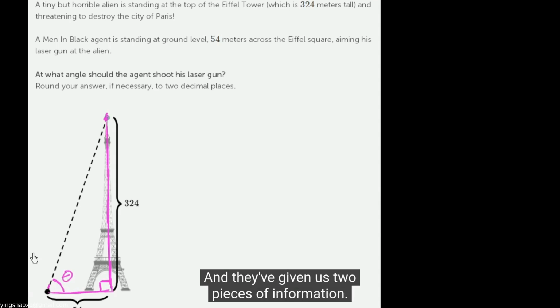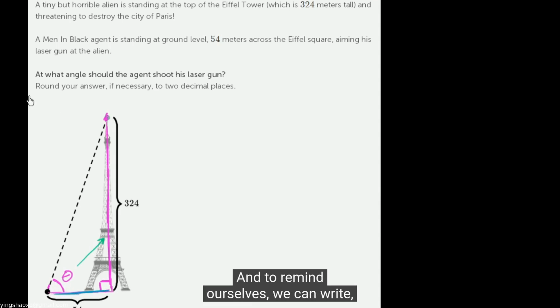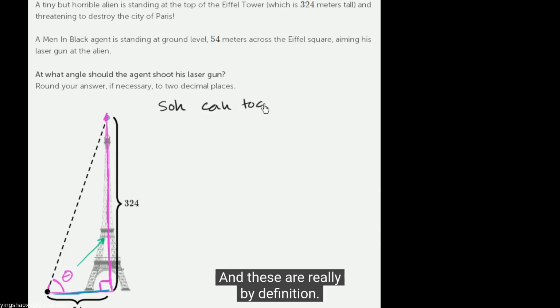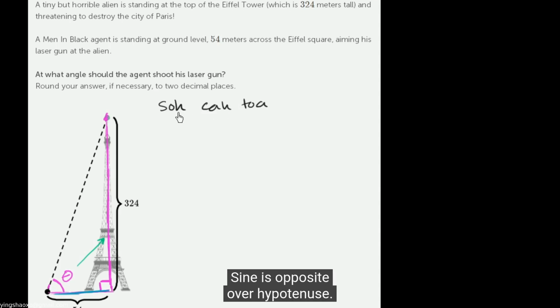And they've given us 2 pieces of information. They gave us the side that is opposite the angle, and the side that is adjacent to the angle. So what trig function deals with opposite and adjacent? To remind ourselves, we can write, like I always like to do, SOHCAHTOA. These are really by definition, so you just kind of have to know this, and SOHCAHTOA helps us. Sine is opposite over hypotenuse. Cosine is adjacent over hypotenuse. Tangent is opposite over adjacent.